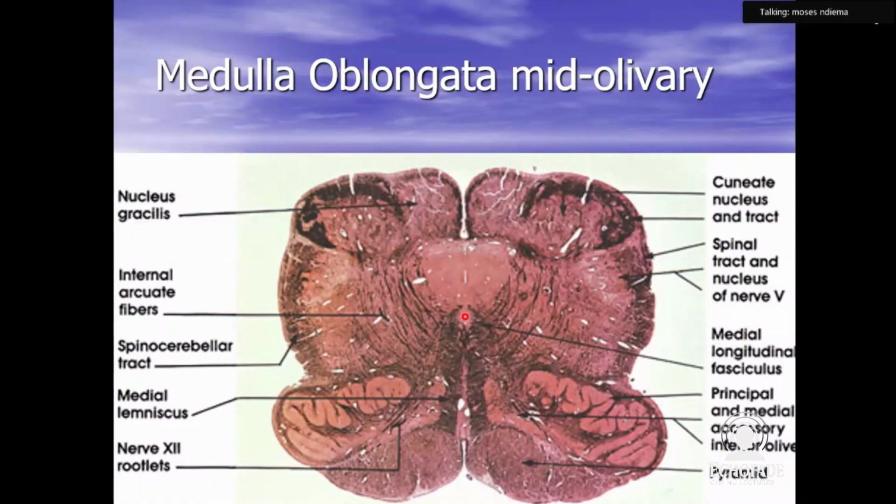This crossing over forms the arcuate fibers. They form an arch as they cross over. So this is what we are talking about as sensory decussation. At mid-olivary, this is what we see. Both the nucleus gracilis and nucleus cuneatus, and those fibers now cross over ventrally to form the medial lemniscus. And this, remember, carries the epicritical sensation.